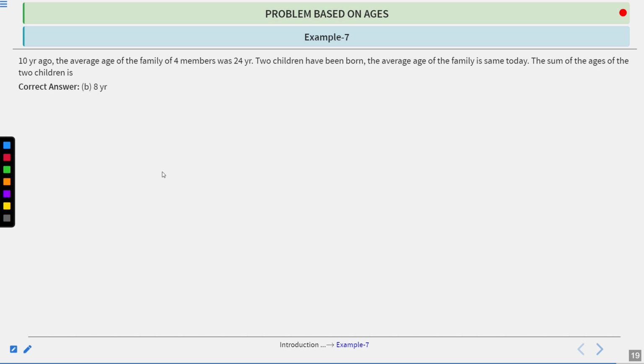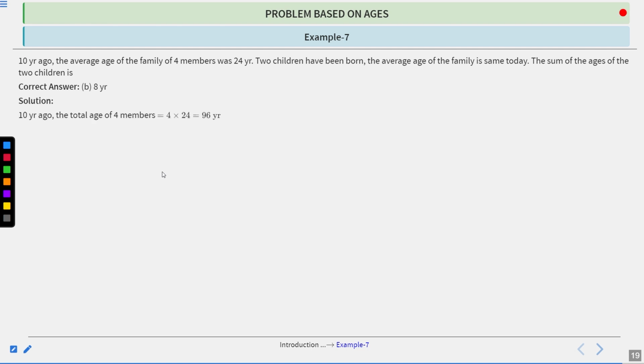Clear? Now we need to understand this question. The question says that 10 years ago, the average age of a family of 4 members was 24 years. So we can calculate the total age of 4 members. Now 2 children have been born. The average age of the family is the same now at present. So the sum of their ages is, now see the solution.